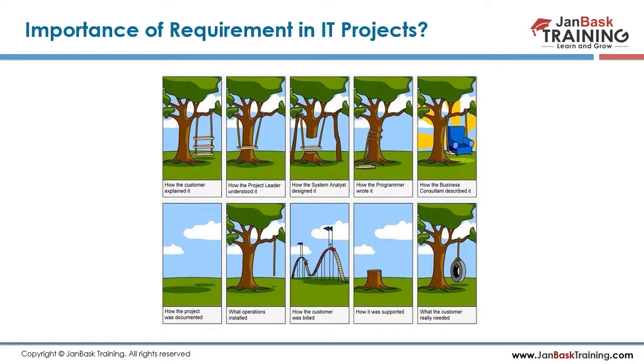So the customer explains to you that you need a tree that has a saw and that's going to have three paddles to it. Whereas this is what the leaders finally understood, and this is what the system analyst designed. This is what the programmer did, and finally they created this one. The project documentation happens like that, and finally this has been created. So between what has been asked and what's been developed, there is a big gap.